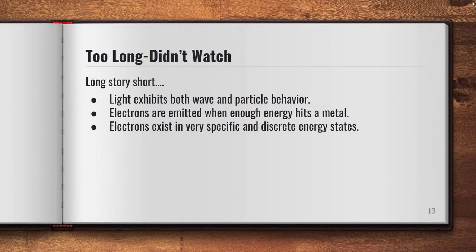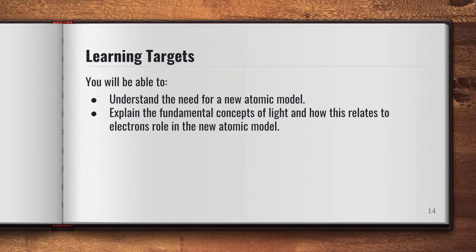So I know it's a bit complicated to understand because we're really getting into the physics part of chemistry. But the big thing to keep in mind here is that light exhibits both wave and particle behavior, wave-particle duality. That's why we have the wave equation associated with it, as well as the particle equation associated with light. Electrons are emitted when enough energy hits a metal, and electrons exist in very specific and discrete energy states, as discussed by the Bohr model. So I know it's a bit tough, but get a basic idea of what's going on here with our new atomic model, and you'll be in good shape.